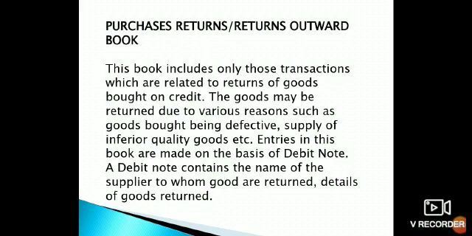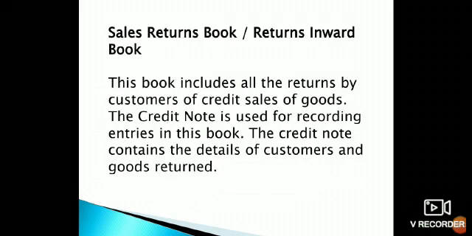So, in the previous homework problem also we were discussing the debit note. Debit note is prepared during purchase return. Next one is sales return book or returns inward book. This book includes all the returns by customers of credit sales of goods. The credit note is issued for recording entries in this book. The credit note contains the details of customers and goods returned.